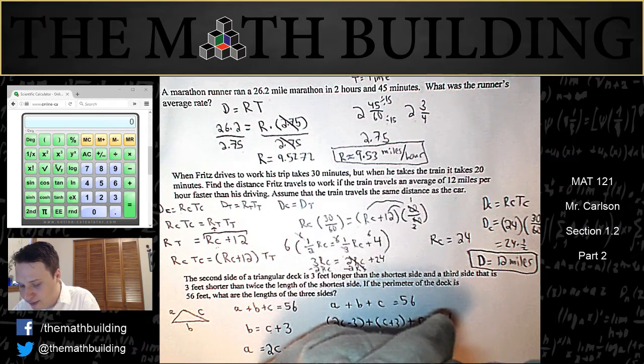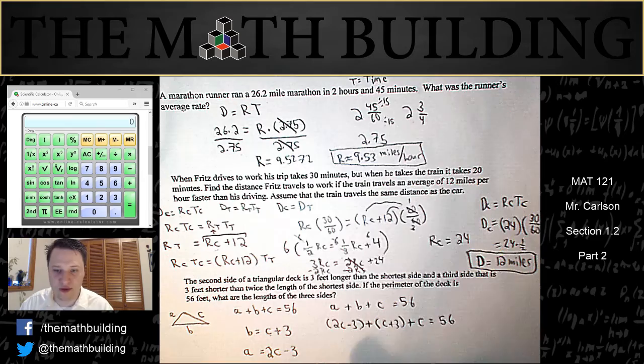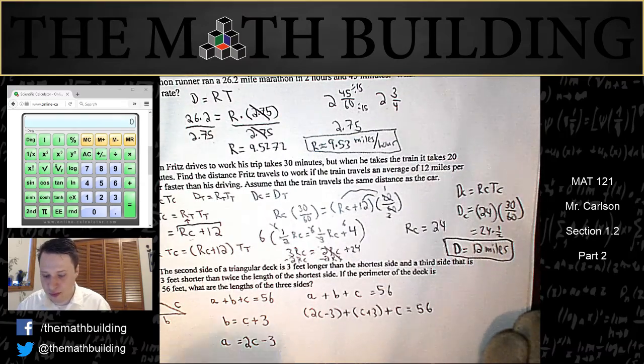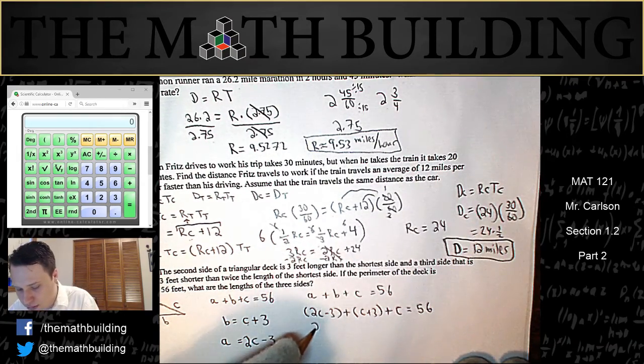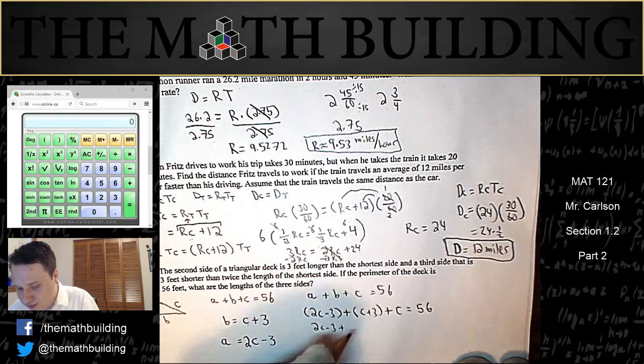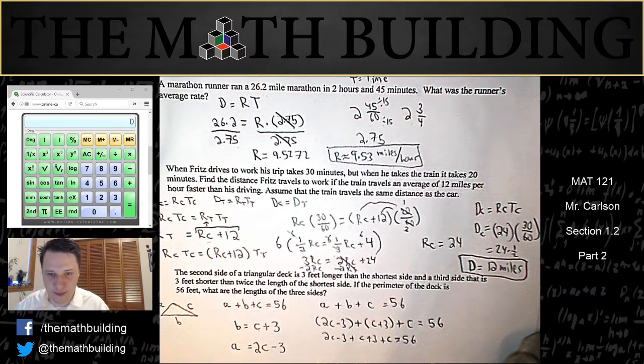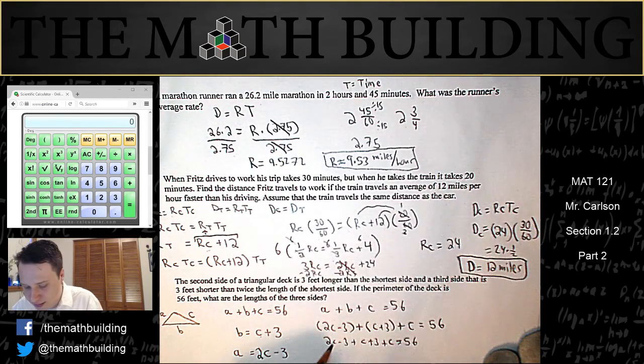And look at that. We now have one equation with one variable, which is our goal all along in these problems, because now we can solve this. These parentheses are just not doing much for us. There's an addition sign here, so let's just drop them. 2C minus 3 plus C plus 3 plus C equals 56. And now we can solve this equation. So let's combine like terms. 2C plus C is going to be 4C.